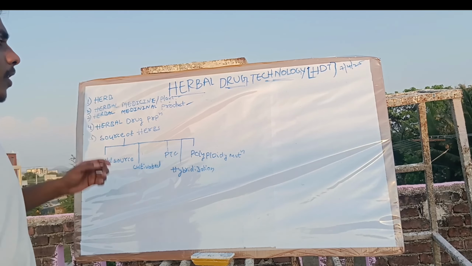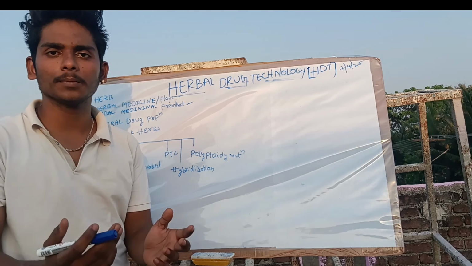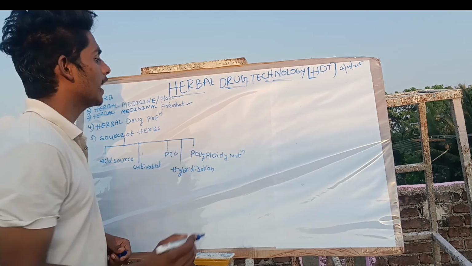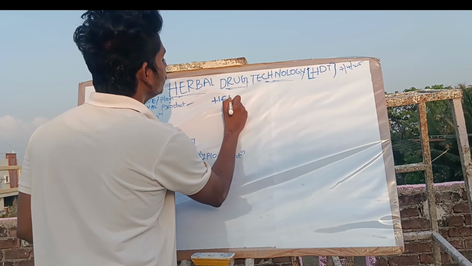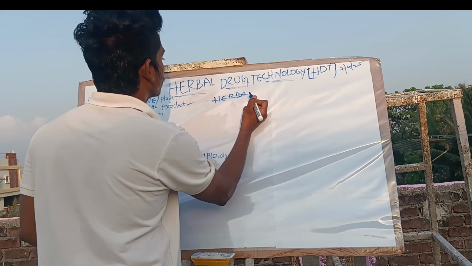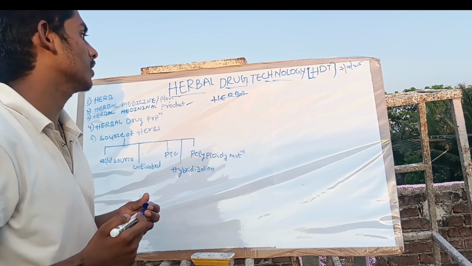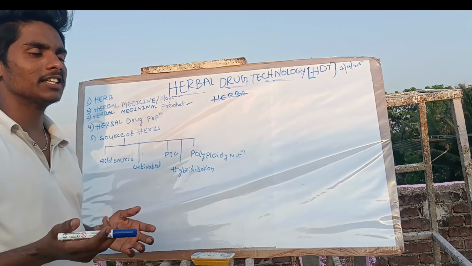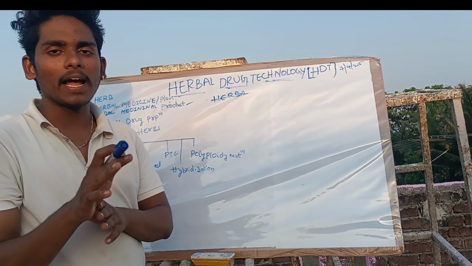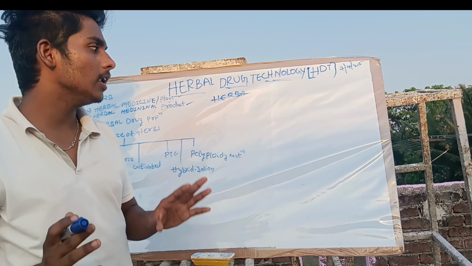The word herb is derived from the Latin word herba, which means a grass or green star, and the entire plant or a part of a plant is called herb.